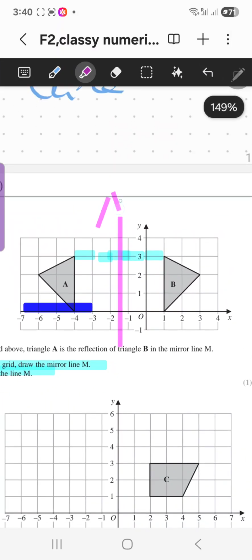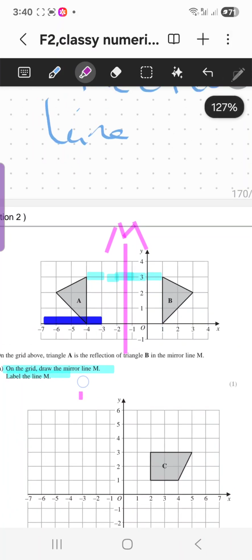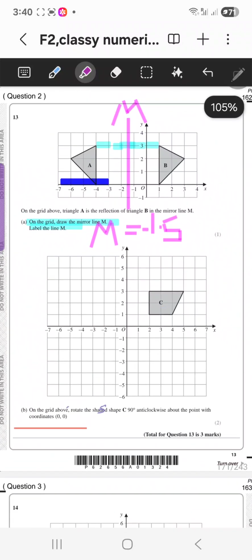This will be M, and M here will be equal to, he asked you to draw it, but anyway, M here will be equal to -1.5.